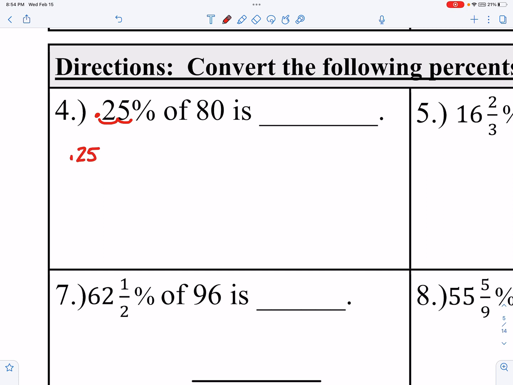And we know this as a fraction is 1/4, or 25 hundredths is 1/4. So we have 1/4 of 80. Remember, I know that "of" means multiply. And so I have 1/4 of 80.